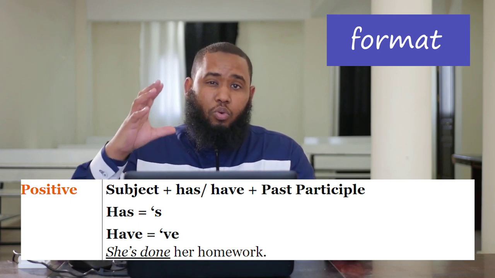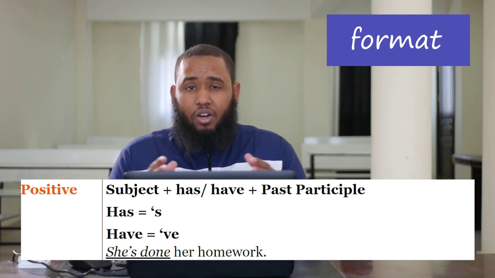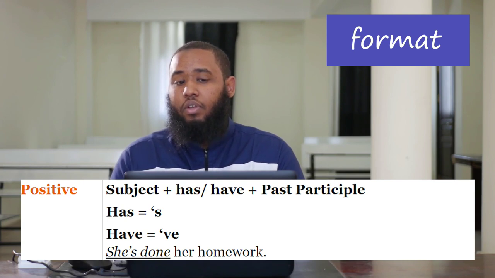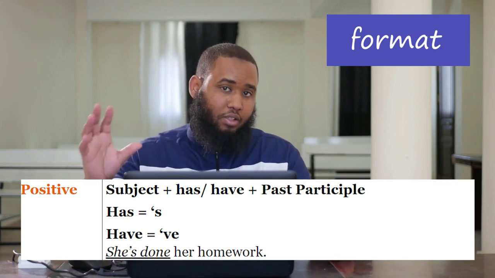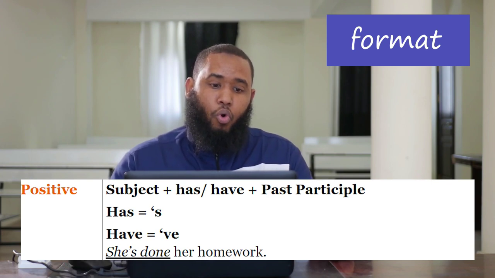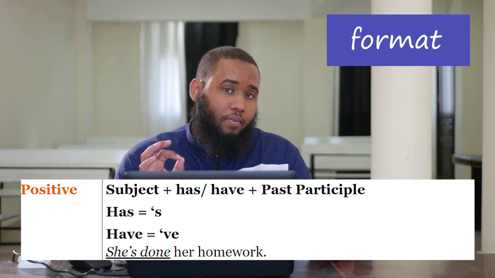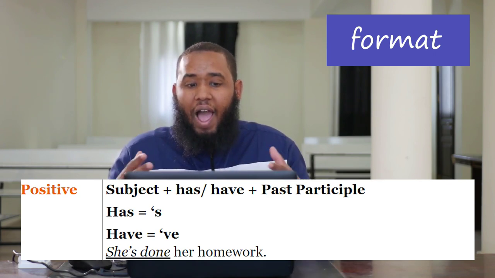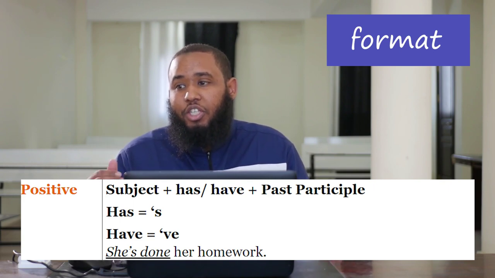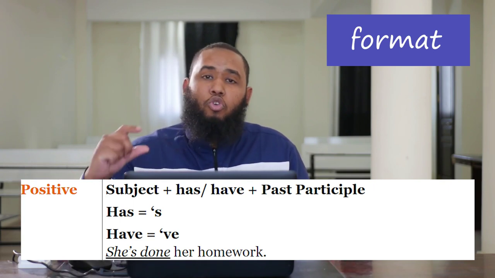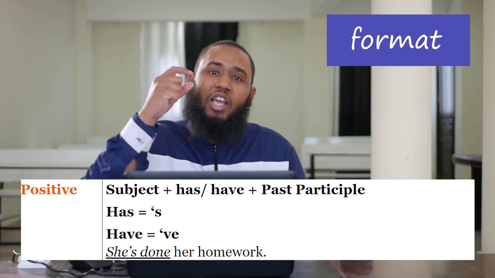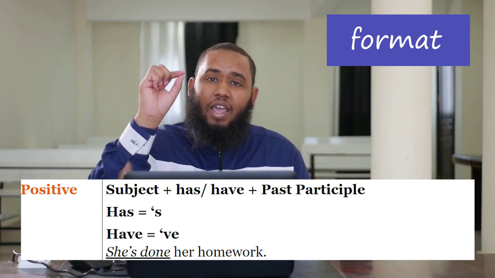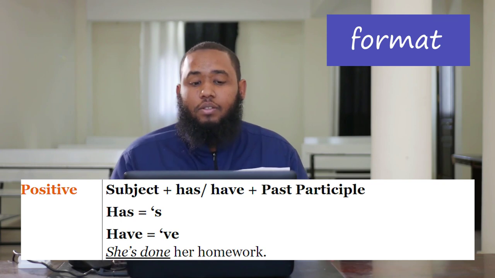Very simply. So now if we put that all together, we have the subject plus has or have plus the past participle. For the word has, when you add it to the subject, for example, she has done her homework, instead of saying she has, you can say she's done her homework. So you just add an apostrophe and the letter S.